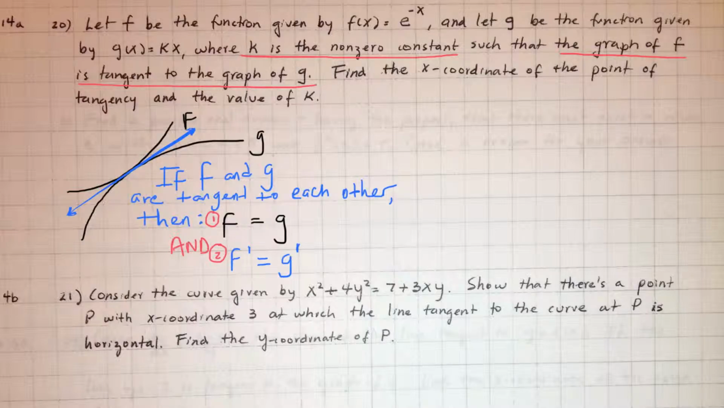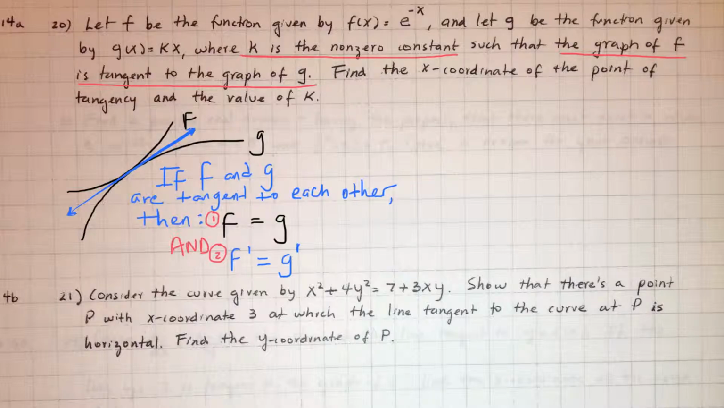Another thing that's true is that if you were to draw a tangent line at that point where they intersect, then the line tangent to f is the same line as the line tangent to g, and if it's the same line, then the slope of the line tangent to f is the same as the slope of the line tangent to g, because it's the same line. So then we can come up with equation 2 here. f prime has to equal g prime. And so we now have two equations that will help us figure out this problem.